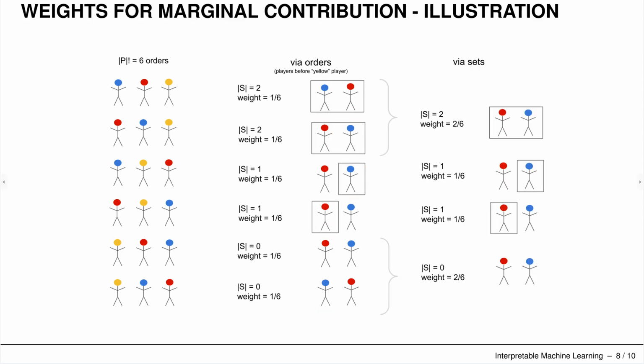And you could do the same via the set definition. But now the first 2 together in one set. So that's the red and the blue, and the order doesn't matter, but because there are 2 possible orderings, you have a weight of 2. And same here for the empty set, you can also have 2 possible orders. That's why the weight is 2.